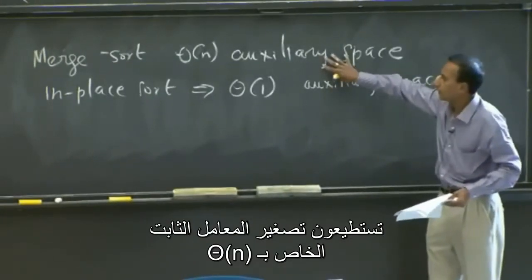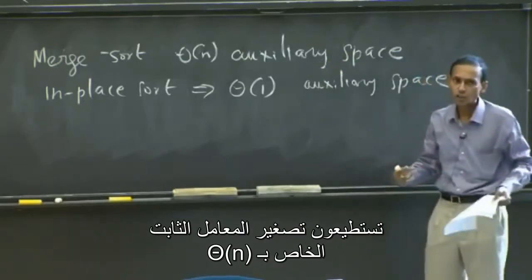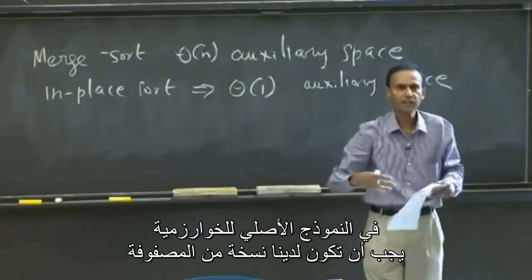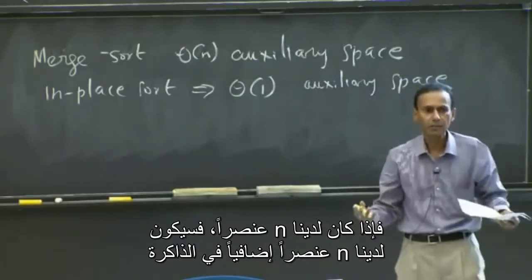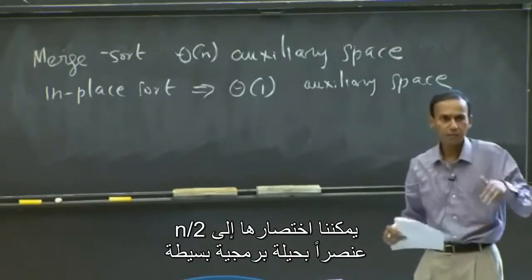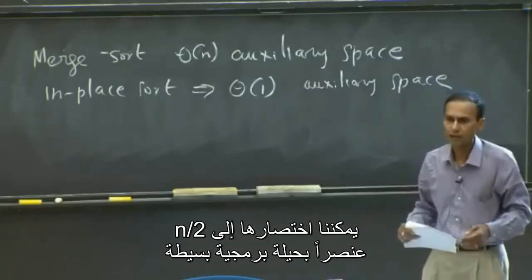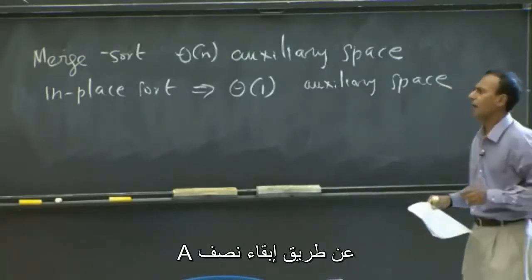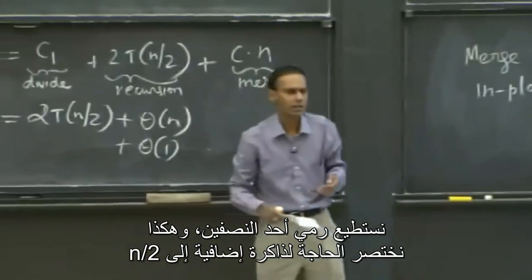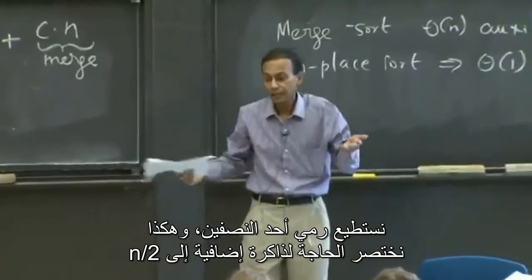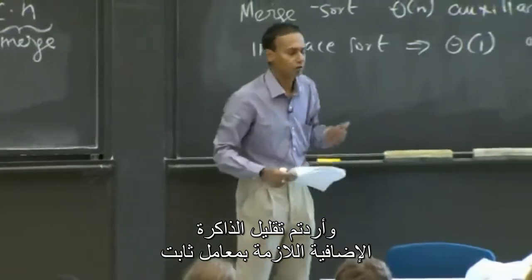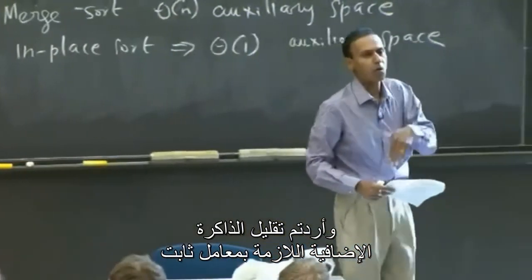I will say that you can reduce the constant factor of the theta n. In the vanilla scheme, you could imagine that you have to have a copy of the array. So if you had n elements, you essentially have n extra items of storage. You can make that n over 2 with a simple coding trick by keeping half of A. You can throw away one of the L's or one of the R's, and you can get it down to n over 2. That turns out to be a reasonable thing to do if you have a billion elements and you want to reduce your storage by a constant factor. So that's one coding trick.